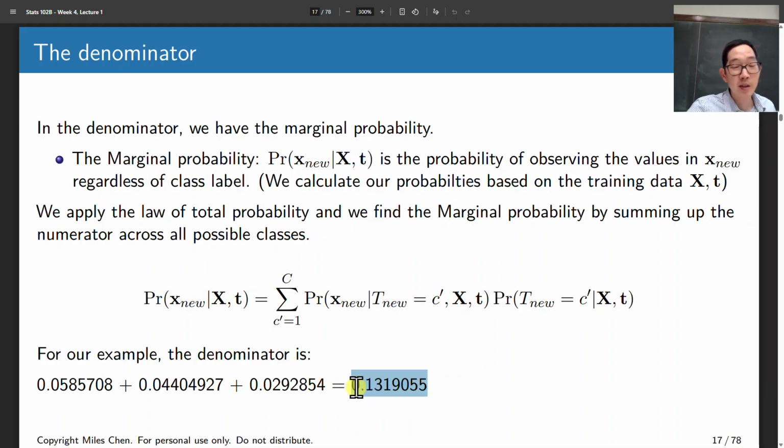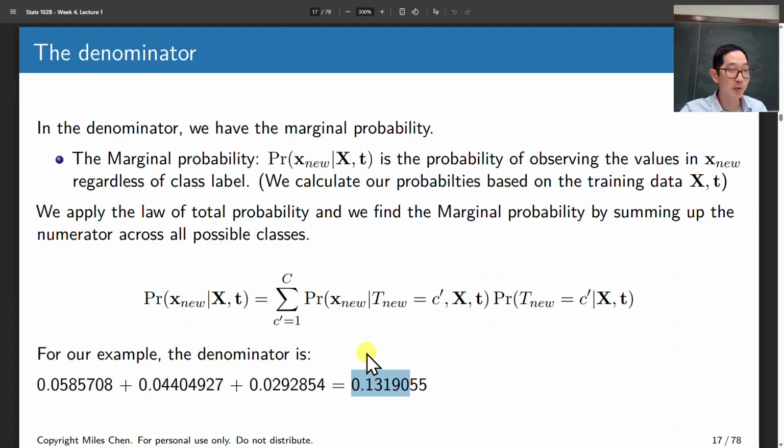This is basically the probability of getting our data, 10 red marbles out of a bag of 20, regardless of the class. We want to consider the possibility that it came from factory A or factory B or factory C, so we add them up. The probability of getting this, regardless of which class it came from, is this. Now I can divide each of these numbers by 0.1319.